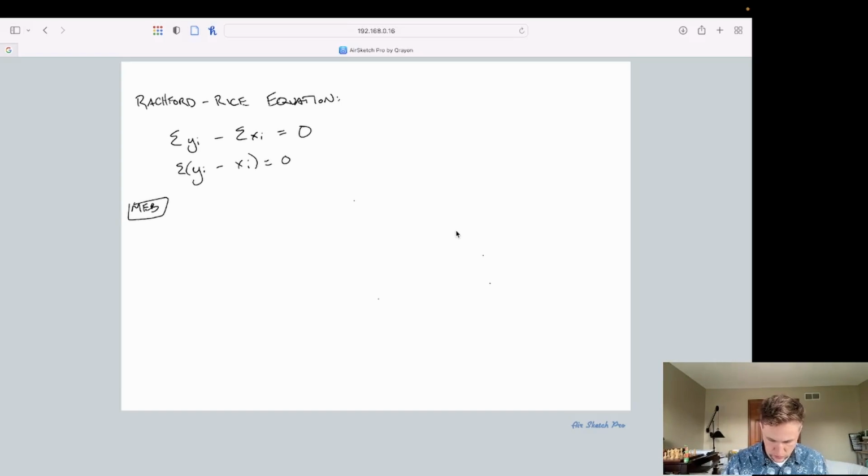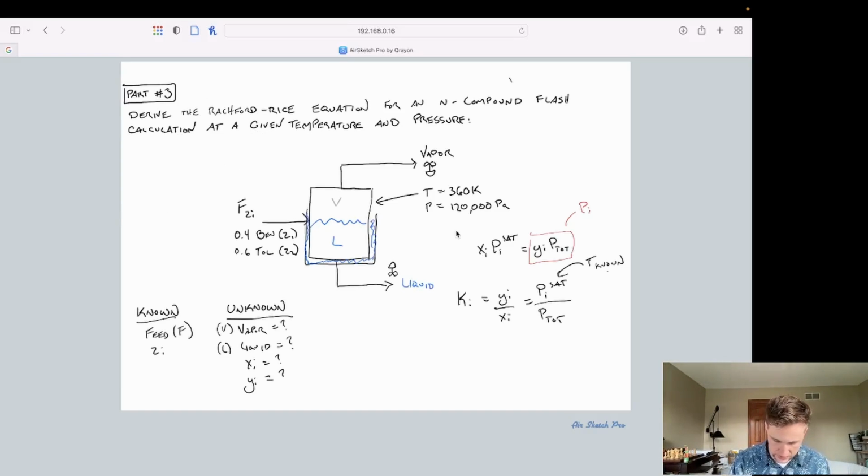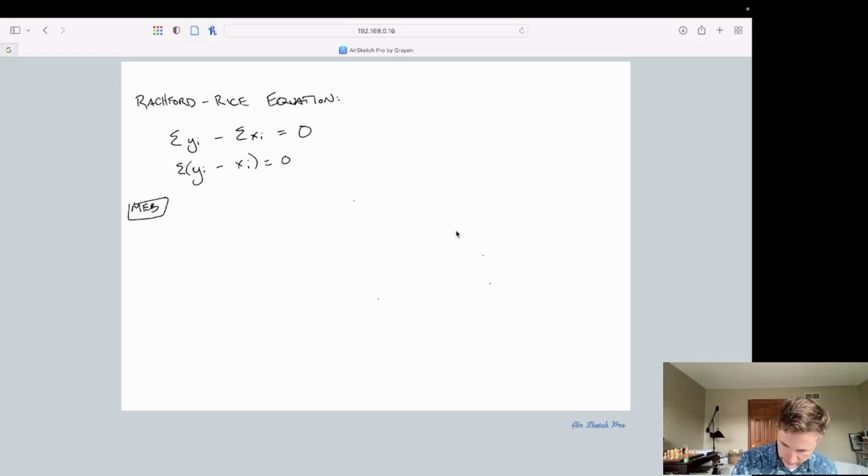And if we go back to this right here, we can see that we know our feed, and well, we don't know the rest, but what we do know is that these two things are leaving the system. So we have our F, we have our feed, we have our vapor that is leaving, and we have our liquid that is leaving. So what's coming in is the feed, what's going out is the vapor and the liquid. Let's go ahead and express that here. So F equals V plus L.